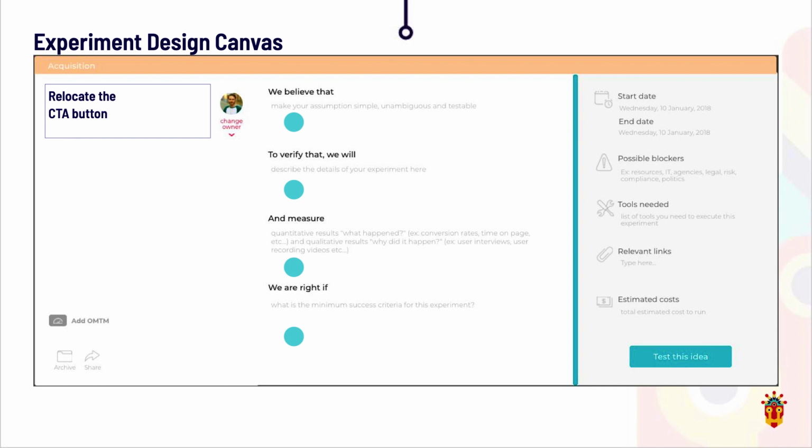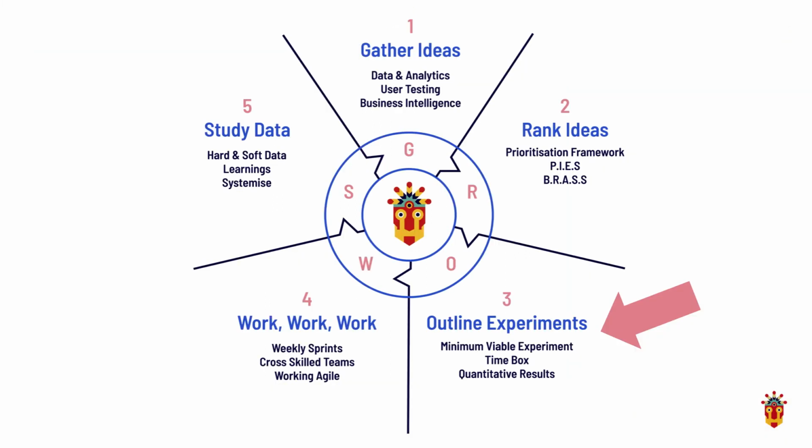Make sure to add as much detail as you can on the left-hand side and on the right-hand side. For example, on the right-hand side of the canvas, we have the start and end date, possible blockers, for example. We all know that we might be facing blockers like budgets, or maybe, let's say, I need the IT department to help me out and they're super busy, so that could be a blocker. And then tools needed, relevant links, and estimated costs if there are any. And that's step number 3, and that's how we outline the experiment.